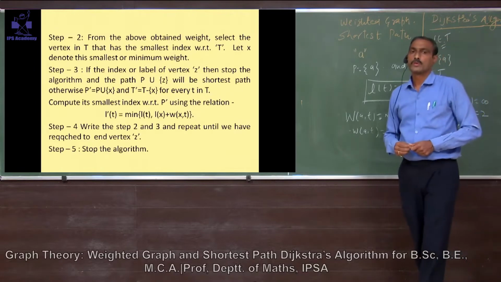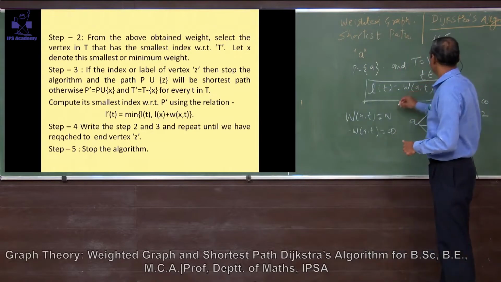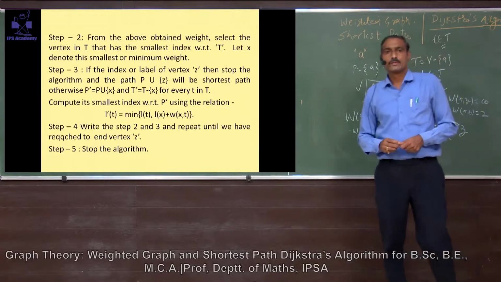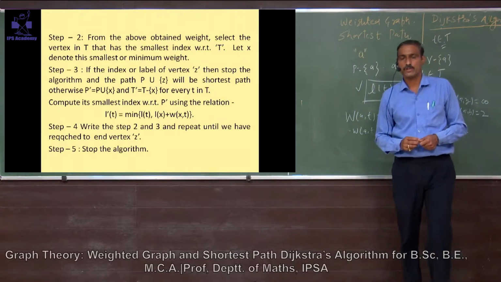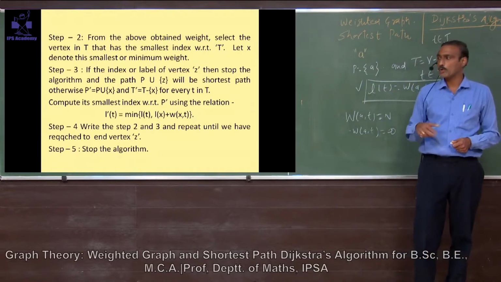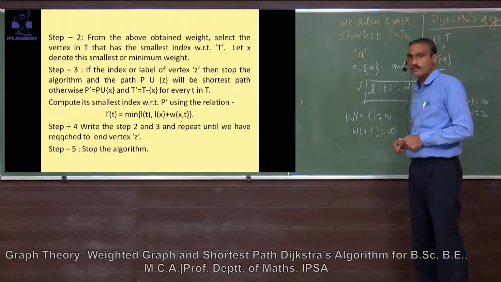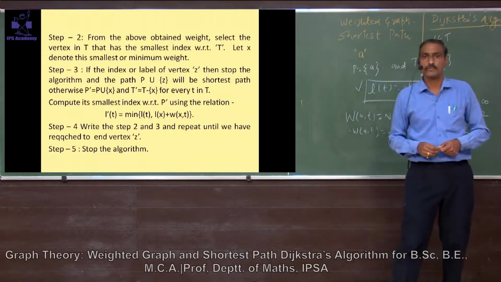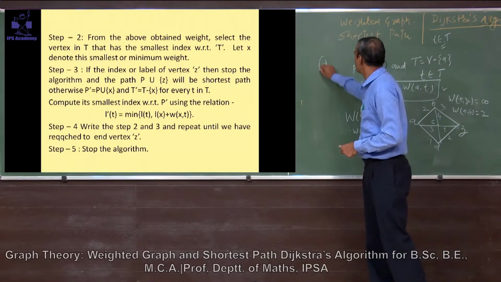Step 2. From the above obtained weight, L of T equals W of A comma T. Select the vertex in T that has the smallest index with respect to T. Now we have to find the value which has the minimum among the various W of A comma T, where T belongs to T, and we denote this smallest weight as X.